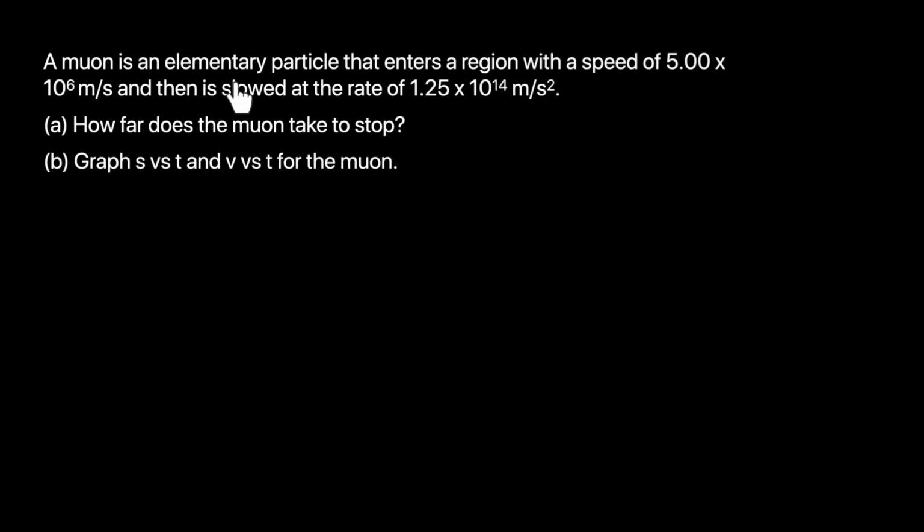A muon is an elementary particle that enters a region with a speed of 5 times 10 to the power 6 meters per second, very fast, and then is slowed down at a very high deceleration, 1.25 times 10 to the power 14 meters per second squared. How far does the muon take to stop?